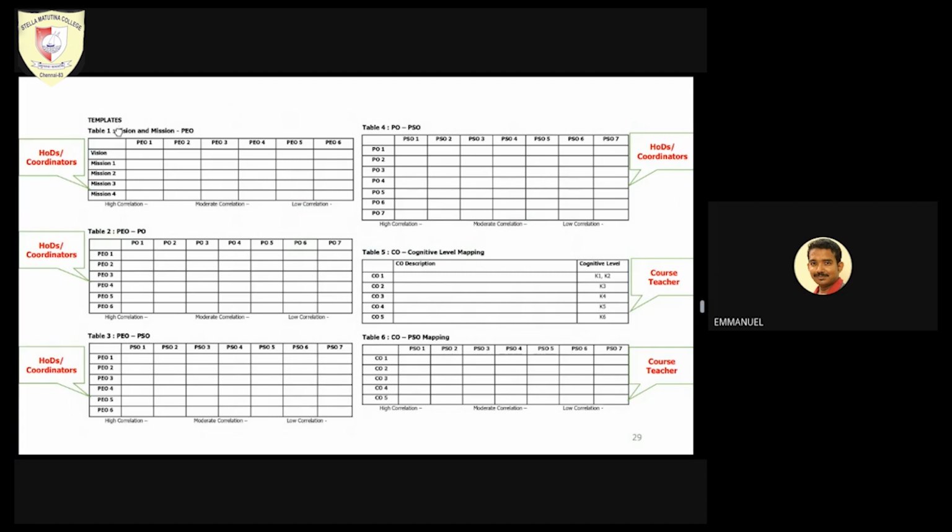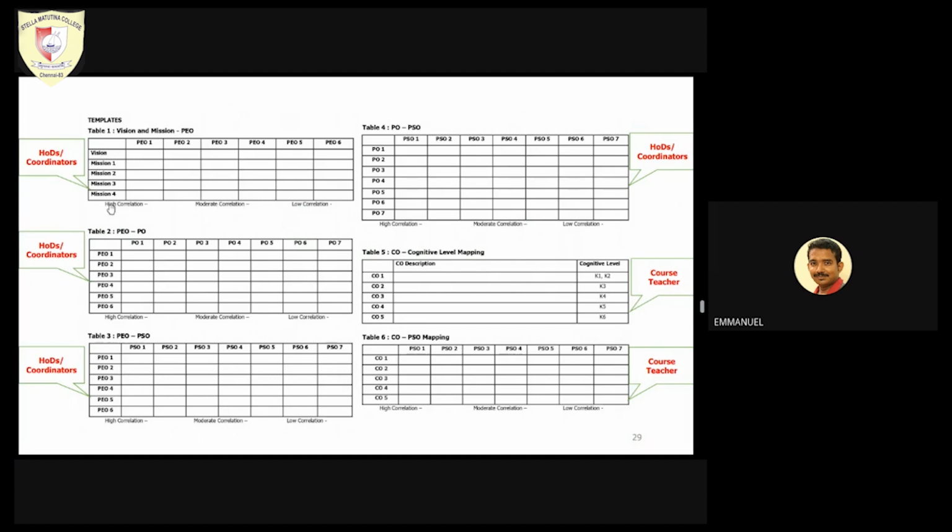Is my cursor visible, ma'am? Yes, sir. Okay. Vision and mission statements of the particular institution are to be mapped with PEOs, program educational objectives. You might have coined the vision and mission statements as paragraphs, or you would have broken them up as points. No matter, whichever way you have done, keep it as you have done. As we have given a model, we have kept vision as one statement and mission as 4 statements.